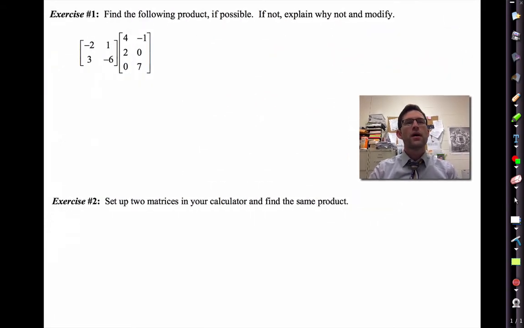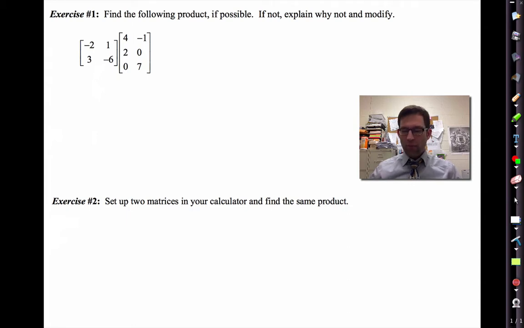All right. Exercise 1 says, find the following product, if possible. If not, explain why, and then modify. So originally, full disclosure, I had put this problem down on a worksheet, and I had messed up. See if you can figure out why that is. Think about it for a minute.